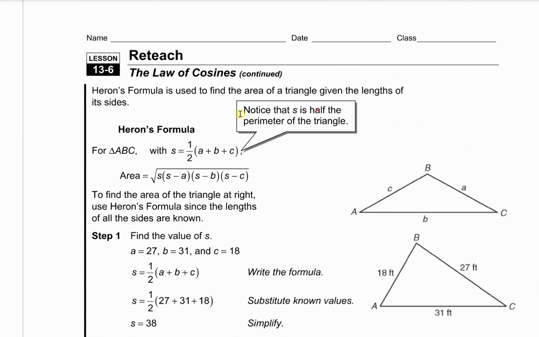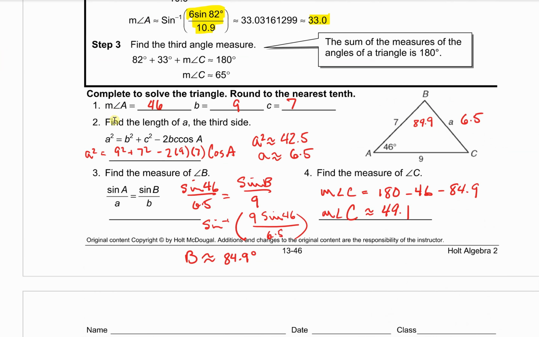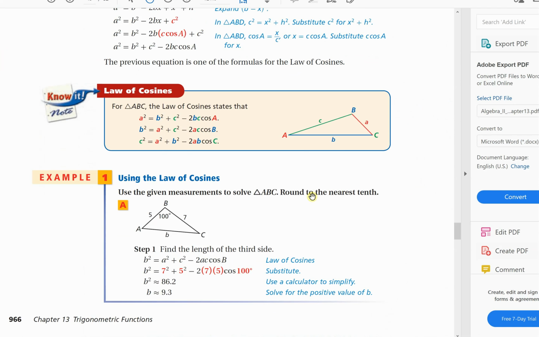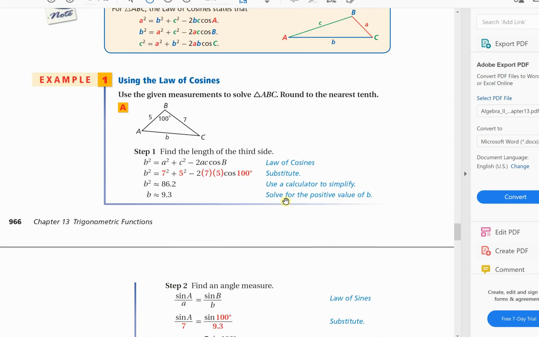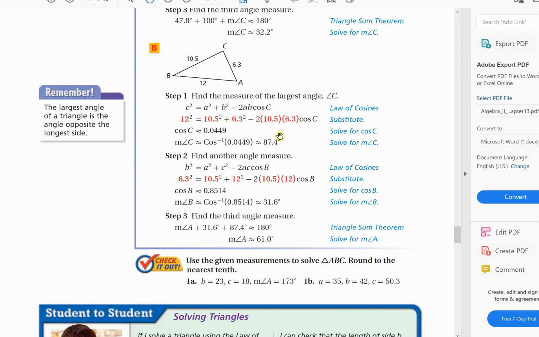Now, if you only have sides, I'm going to show you another example where you only have the sides. That is example 1b in the textbook. You're going to have to use the law of cosines twice. If you have an angle, you use it once, and then you jump to the law of sines, and then you subtract to get the third angle. If you have all three sides, you're going to have to use the law of cosines twice to find two angles. Generally, we go for the largest angle first, and that's always going to be opposite the longest side.